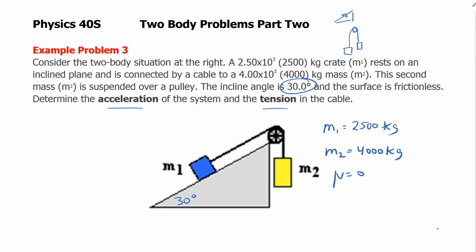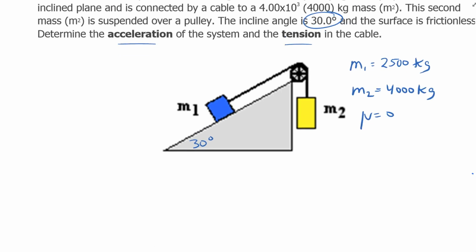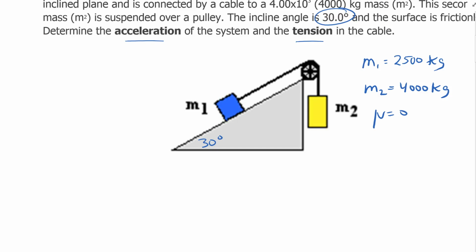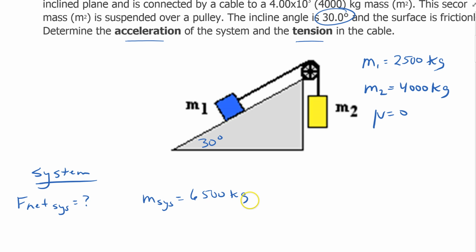Okay, so we're going to do the same approach that we had before. We're going to figure out the acceleration and the tension. And the first part we're going to do is we're going to think about the system here. So we're going to use the system idea. In other words, what is the F net of the system? And then the mass of the system will be equal to these two added together, which I guess is 6,500 kilograms. And then we're going to say, okay, so A is equal to F net over M. So let's think about what could the F net of the system be.